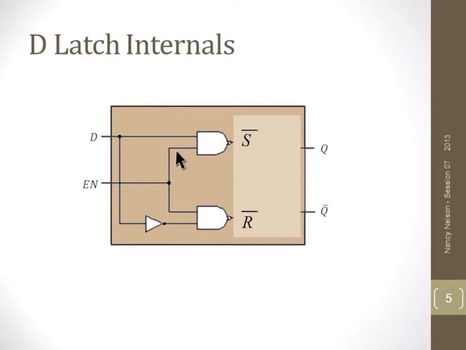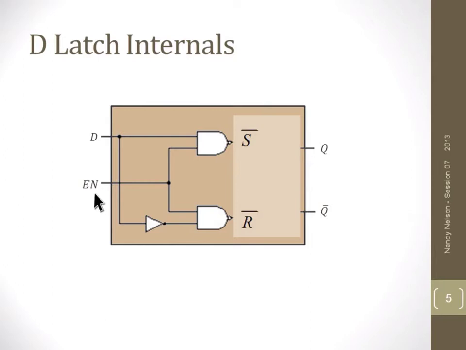is high at the same time that enable is high. If we look at the second NAND gate, we're going to get the active low we need on reset if enable is high at the same time that D is low. So we can see by adding this inverter in here that we've ensured that we never get a set at the same time that we get a reset. So by doing this, we've prevented that instability that we had with a set-reset latch all by itself.